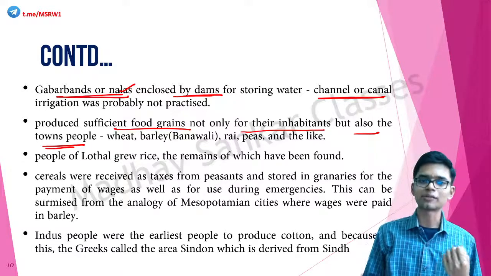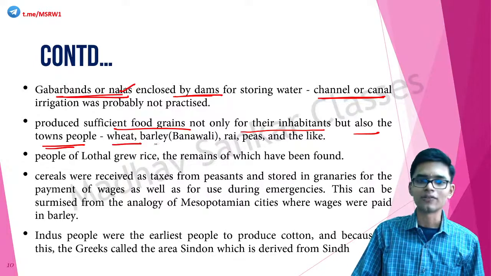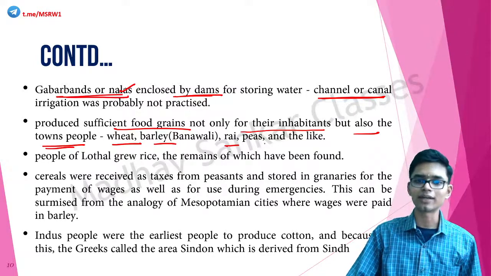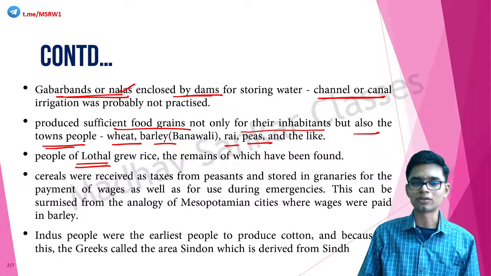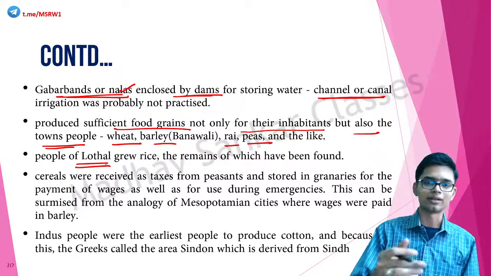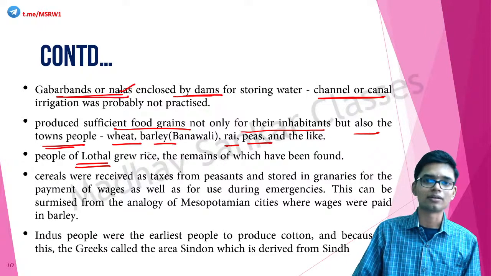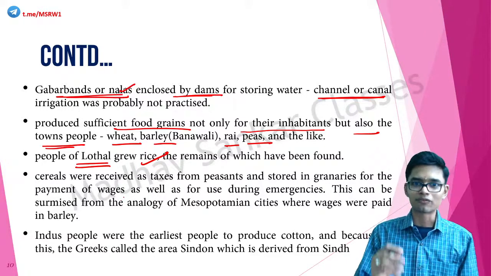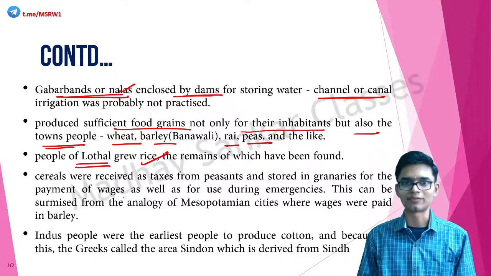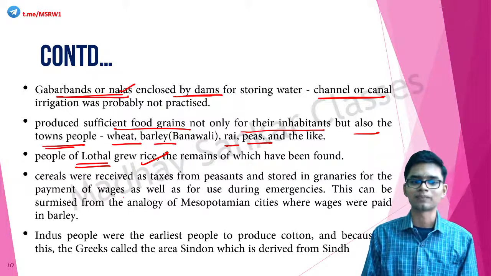Okay, and the chief crops that were produced at that time, I have already informed you, we have wheat, barley, and along with that we have rye, peas, and some other products also. If we go to Lothal, the very famous dockyard of Harappa in the state of modern day Gujarat, we have evidence that people grew rice also. We find remains of this rice from Lothal. So we know that Harappans knew about rice.